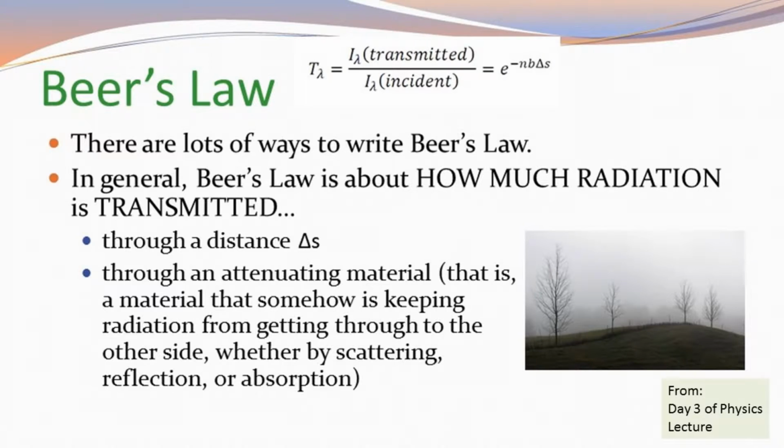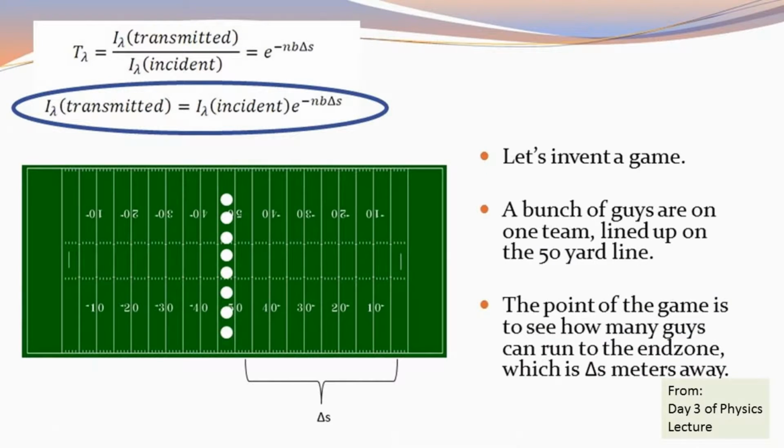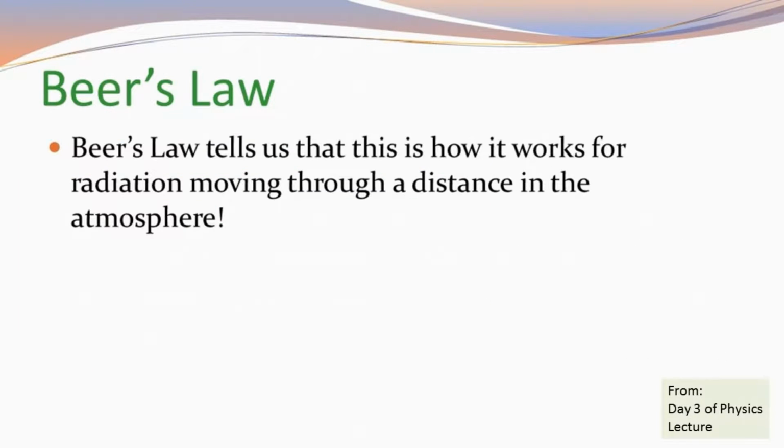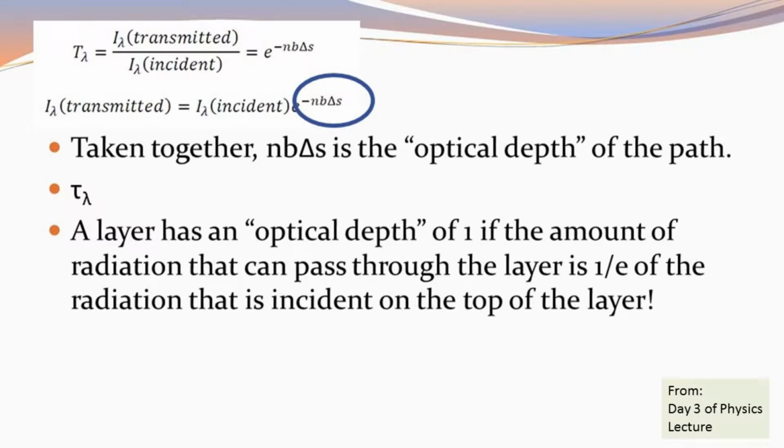And I do want you to be able to understand how this term works. Like on this slide here with the football field, we can rearrange it here. And I want you to understand what each of those terms are. What is I? What is n? What is B? What is delta S here? We used that football analogy there that might be helpful to you when you review. Beer's law tells us how radiation moves through some distance in the Earth's atmosphere, and together those 3 terms, n, B, and delta S, make up the so-called optical depth of the atmosphere.